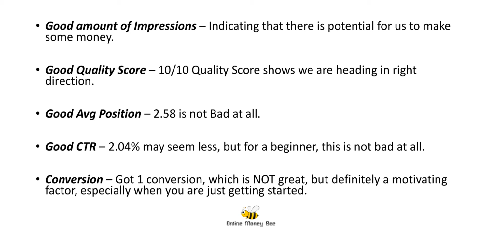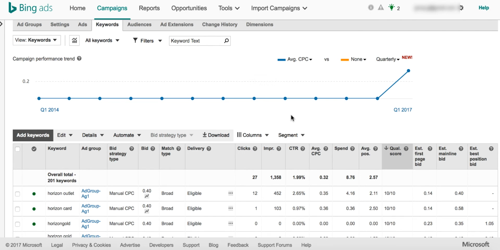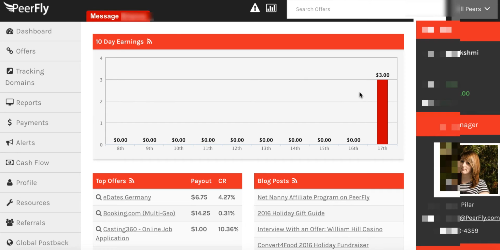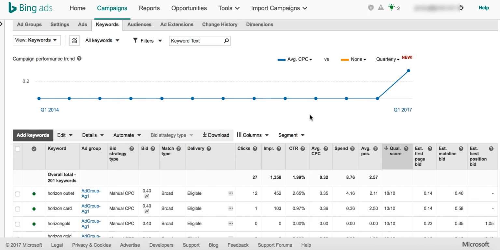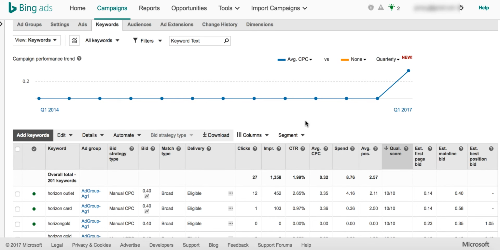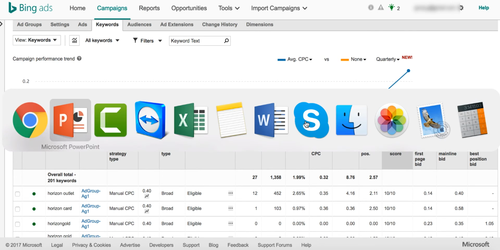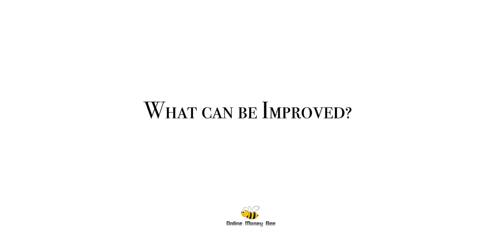And the other most important point here is, out of these 27 clicks that I got, we have got a sale in Peerfly. So I'm actually able to see that I've got a payout of $3 here for one of these clicks. That's a good sign, and also it might be a little negative, because we got only one sale, which I'm going to talk more about in the next few minutes. So I'll quickly move on. These are the good things that really worked well with our campaign. So we'll see what can be improved.